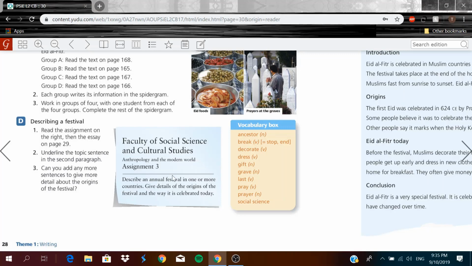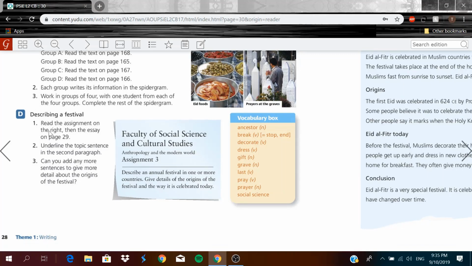So you can talk about Christmas, you can talk about Eid al-Adha, for example, you can talk about basically any festival in one or more countries. Make sure to give specific details of the origins of the festival and the way that it is celebrated today, because as you know, the celebration of festivals can change over long periods of time. Okay? So let's take a look here.